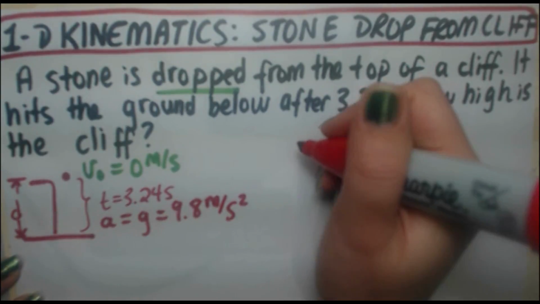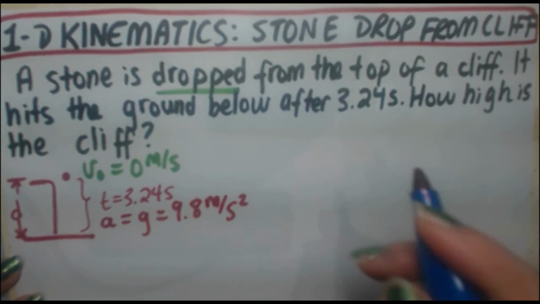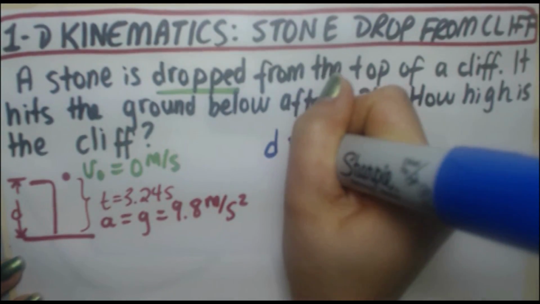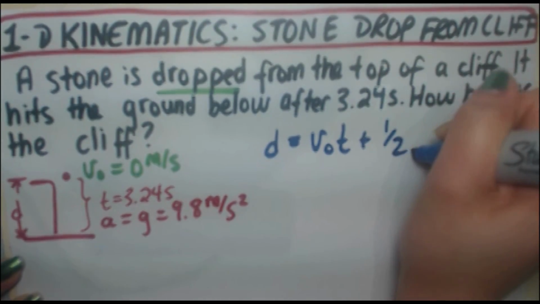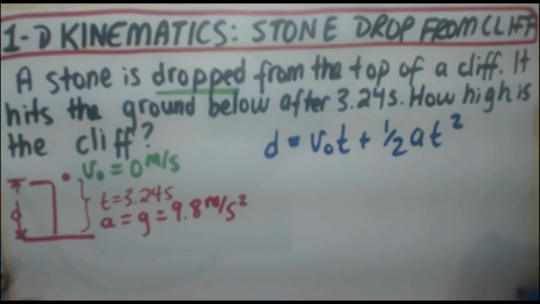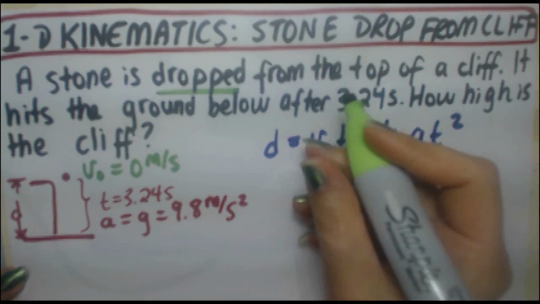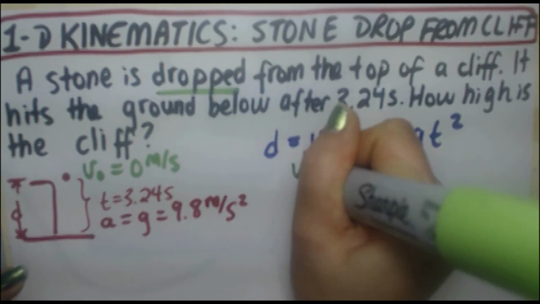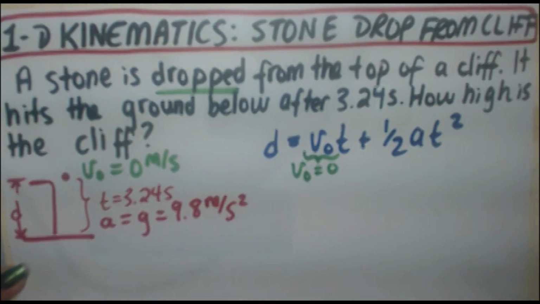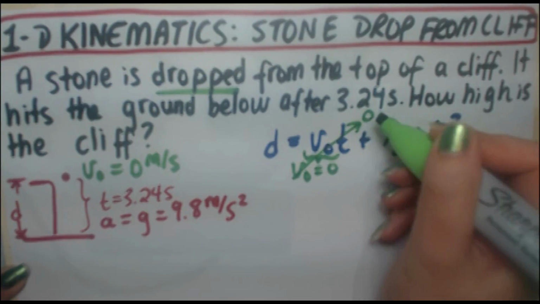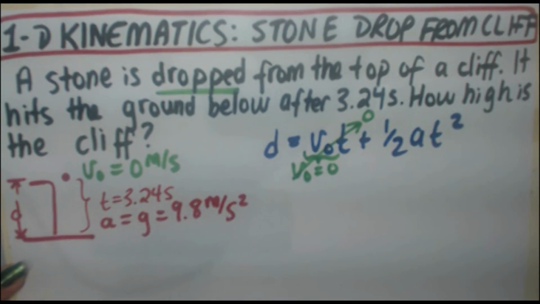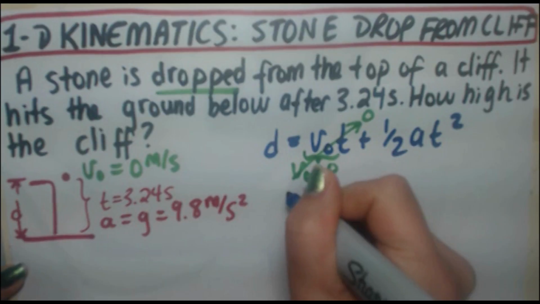So the kinematic equation for distance is d equals v naught t plus 1/2 a t squared. A few simplifications to start with. We know v naught is 0, so that's handy. 0 times anything is 0, so this entire expression goes away. So we're left with something a lot simpler.